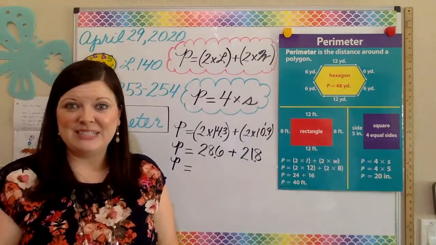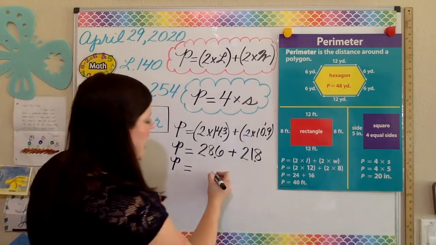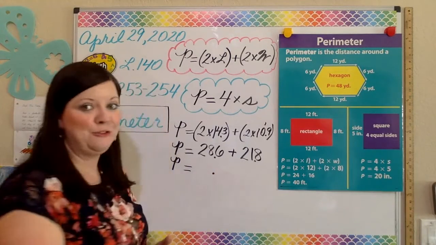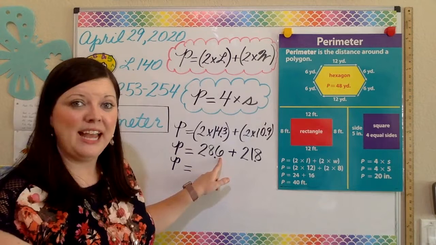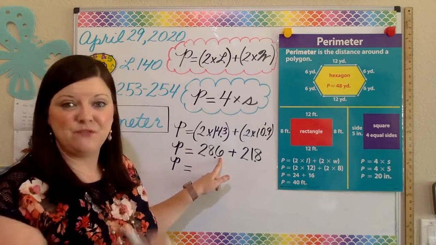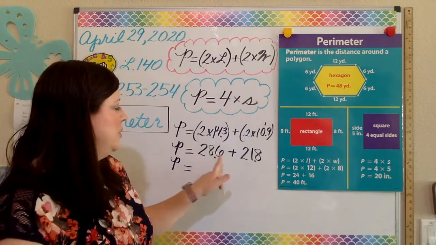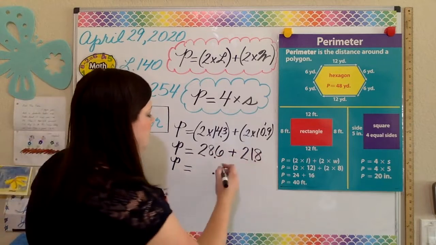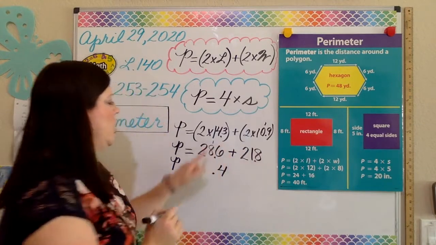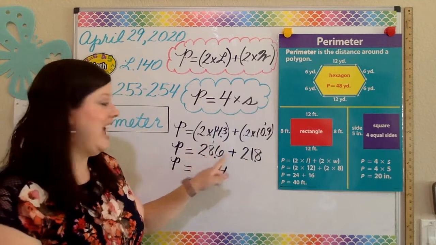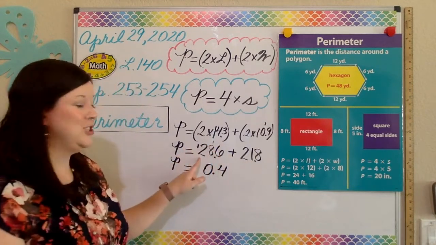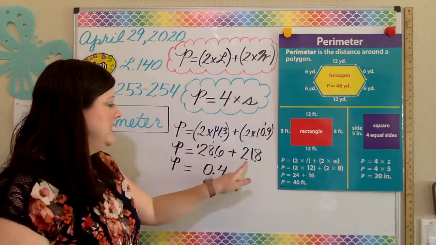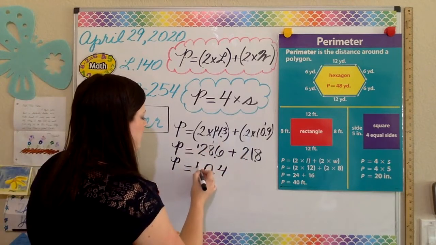Remember, when you're adding decimals, keep your decimals in a straight line. So I'm going to bring my decimal down first. Let's add the digits that are in the tenths place. Remember, the tenths place is the first place to the right of the decimal. 6 plus 8 is 14. Carry the 1. 1 plus 8 is 9 plus 1 makes 10. Carry the 1. 1 plus 2 is 3. 3 plus 2 is 5.